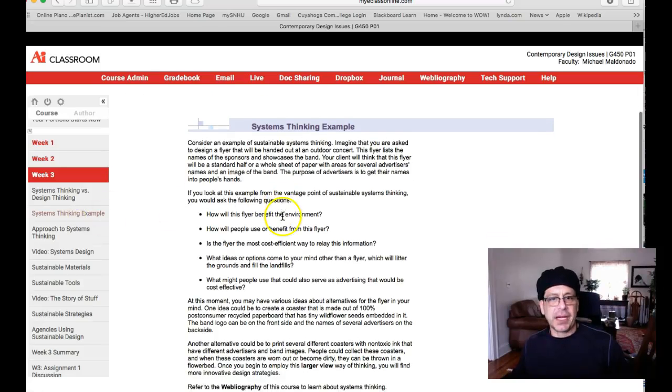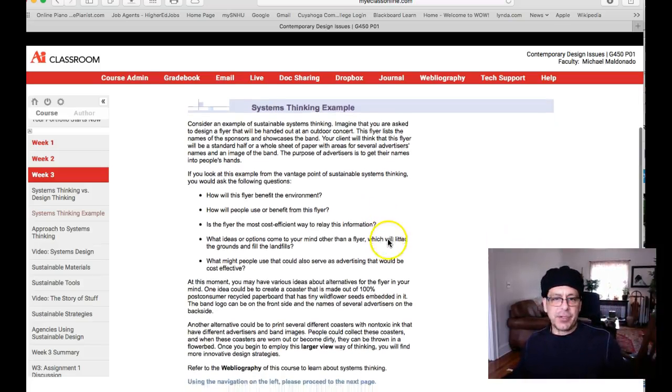And here's a systems thinking example. If you could just think about these questions. This is an example where we're going to hand out a flyer. So the questions are: how will this flyer benefit the environment? How will people use the flyer or benefit from it? Is the flyer cost efficient in a way to relay the information? In other words, are you killing 10 trees to print one flyer that says, hey, don't kill trees to make paper? Do you see what I'm saying?